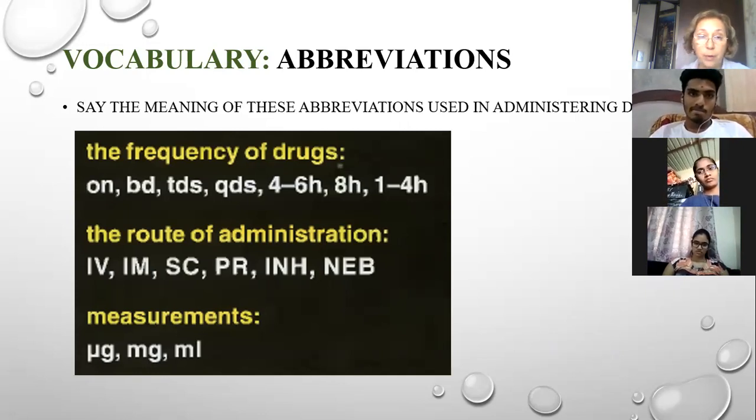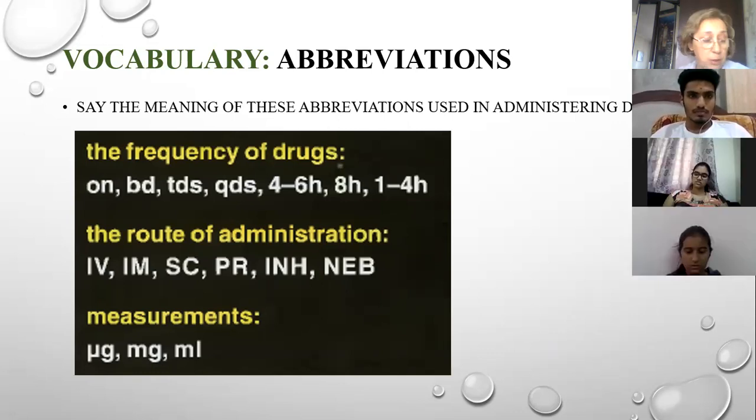Okay, so why are these letters used? Because of the Latin origin, yes? This is omni nocte, or BD, bis die, or TDS, ter die sumendus, or QDS, quater die sumendus. Okay, good.